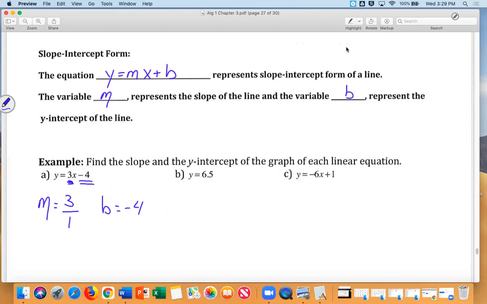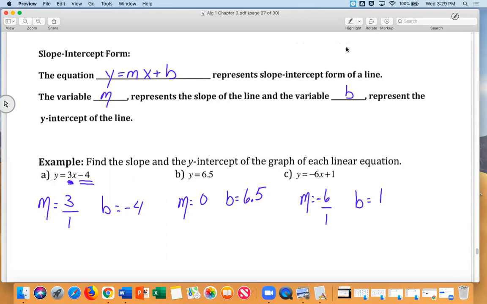That's that part, okay? And with b, notice there is no x. Because there's no x, it's a slope of 0. And my y-intercept, well, that's going to be 6.5. And with c, my slope is going to be -6 over 1, and my y-intercept is going to be 1.